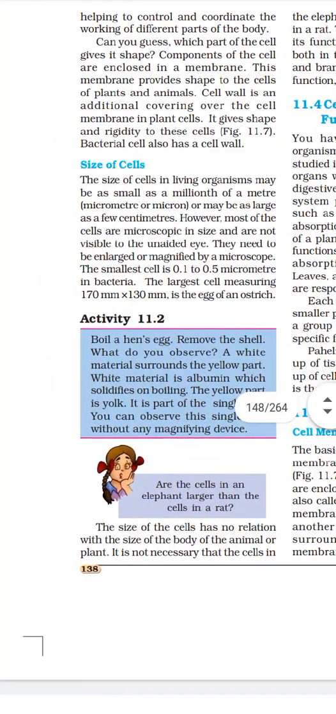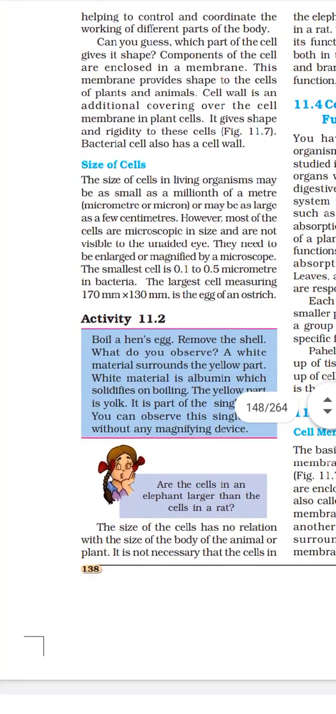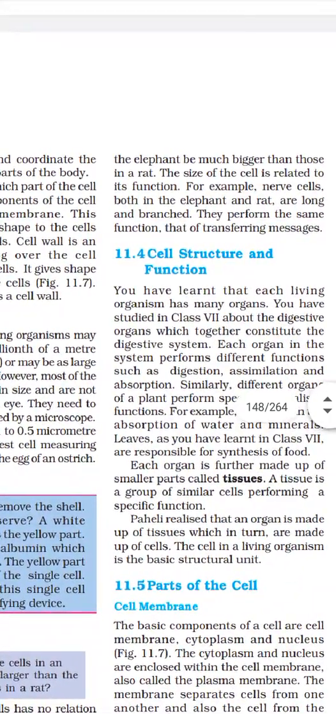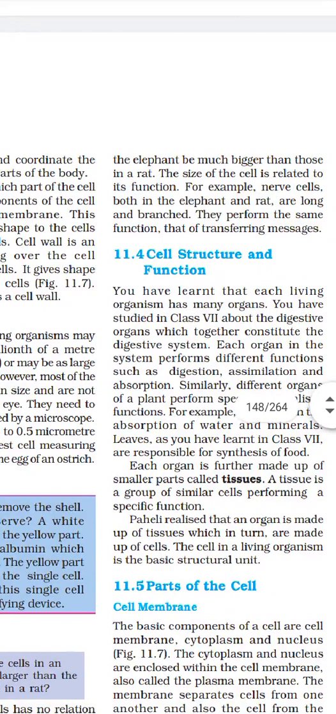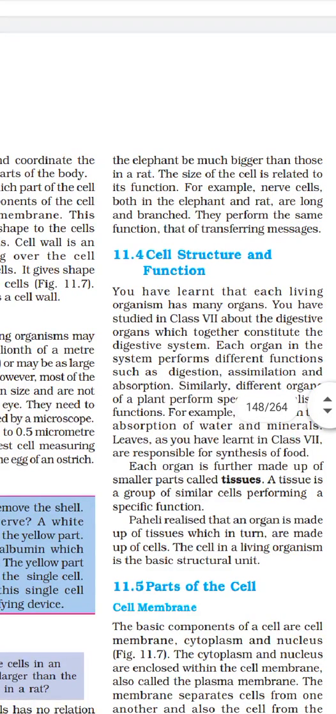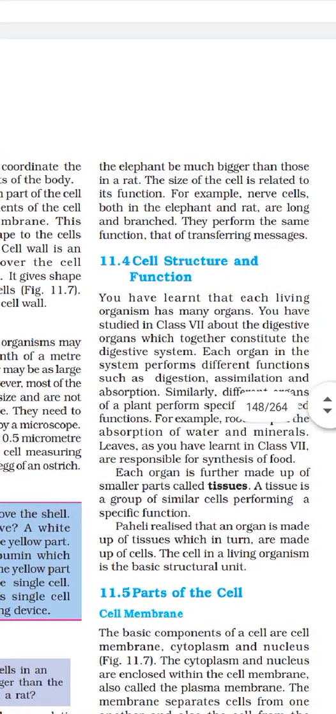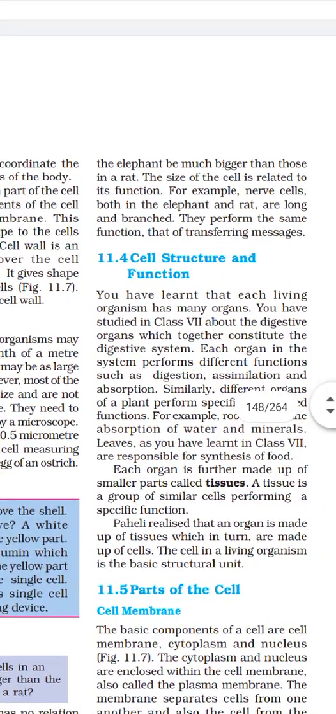The size of the cell has no relation with the size of the body of animal or plant. It's not necessary that the elephant be much bigger than the rat. The size of the cell is related to its function. For example, nerve cells both in elephant and rat are long and branched. They perform same function, that is of transferring of messages.